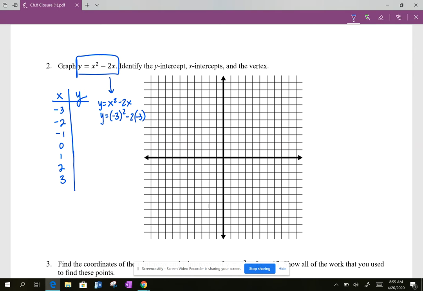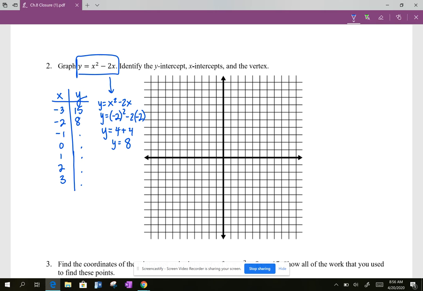I need these parentheses. They're pretty important. Why? Because negative 3 squared is positive 9. Be careful, it's not negative 9. Negative 3 times negative 3 is positive. And then here, negative 2 times negative 3 is positive 6. So we get 15. Okay, now let's plug in negative 2. Negative 2 squared is positive 4. Negative 2 times negative 2 is also positive 4, so we get 8 here. And then you're just going to keep doing the same thing so you get all of your points.